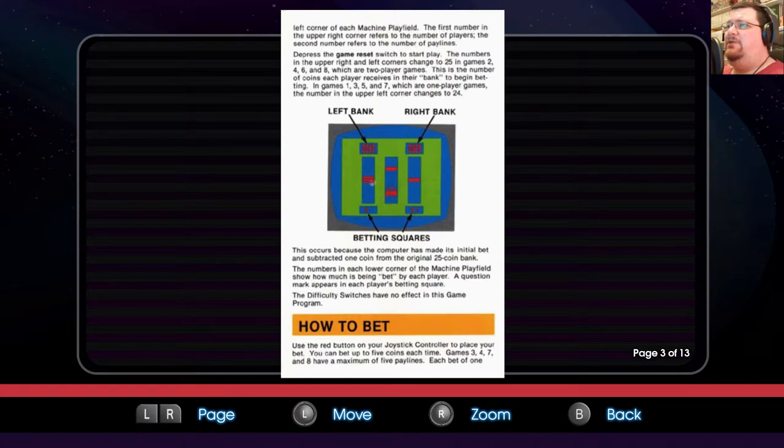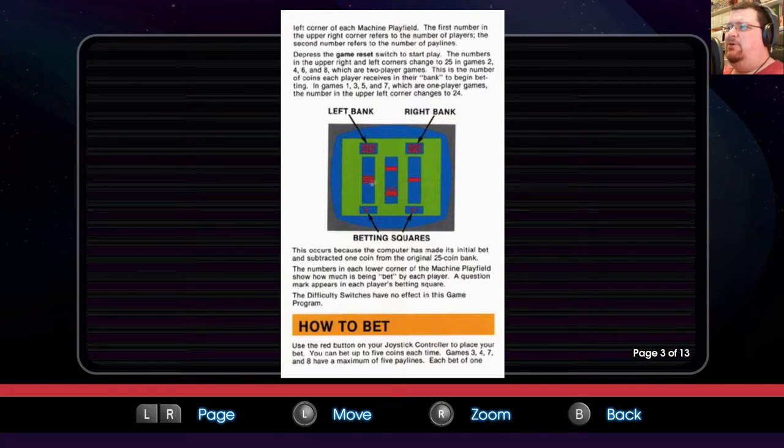In games 2, 4, 6 and 8, which are two-player games, the numbers in the upper right and left corners change to 25. This is the number of coins each player receives in their bank to begin betting. In 1, 3, 5 and 7, which are one-player games, the number in the upper left corner changes to 24. This occurs because the computer has made its initial bet and subtracted one coin from the original 25-coin bank.